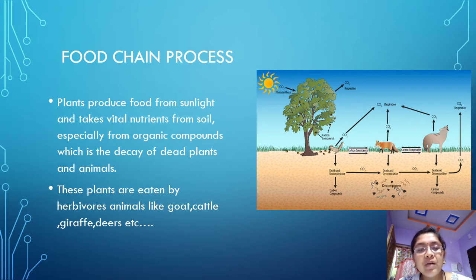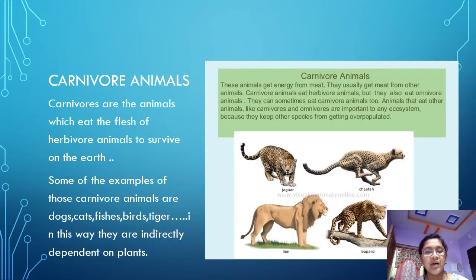So this is the food chain process, where a plant produces food by absorbing nutrients from the soil. It means the decomposition of dead animals will be collected as nutrients from the soil by the plant, and from sunlight it will be creating fruits, etc., which will be eaten by animals. So this is what the food chain process is. Every animal and human are dependent on each other.